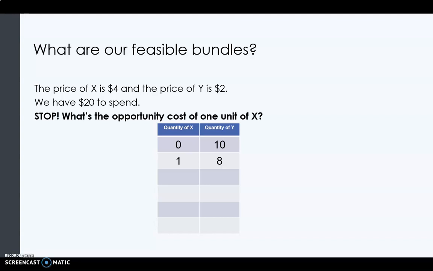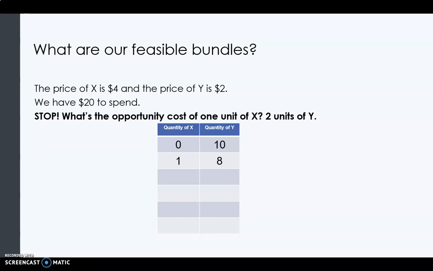Stop! What's the opportunity cost of 1 unit of X? You can figure this out. If you don't know it already, pause the video for a minute. Think about it. The answer will be up in just a second. That's right. 1 unit of X costs us 2 units of Y. That's what we have to give up.